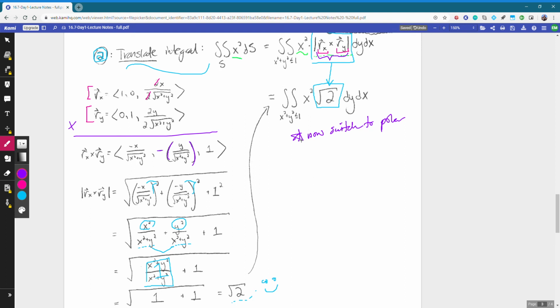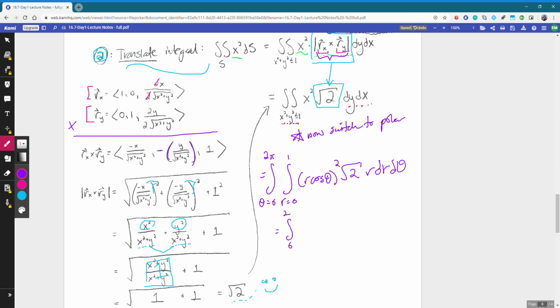All right, and so here we were integrating over our unit disk, so that's r from 0 to 1, theta from 0 to 2 pi. X then becomes (r cosine theta) squared. We have root 2, and the dy dx becomes our r dr d theta.